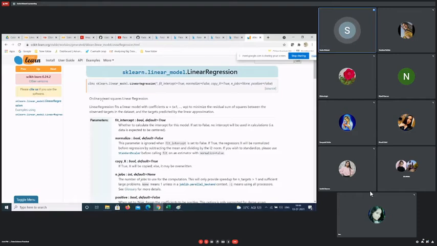अगर यहाँ पर ध्यान से देखोगे, पैरामीटर्स हैं fit_intercept True, normalize False, copy_X True, n_jobs None. So there is no parameter that is actually required to tune this model.